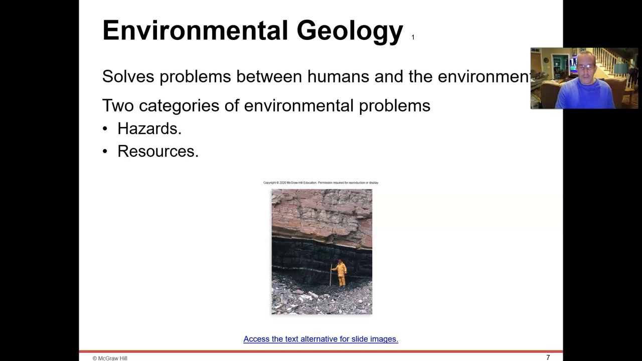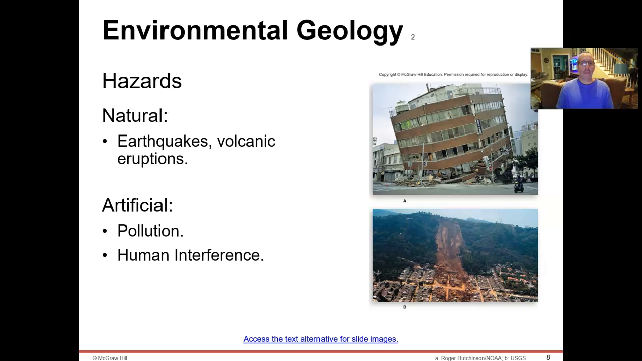So I've already mentioned this, so I'm going to run through this slide. The two categories that we have in environmental geology are hazards. Those are the things that can affect us as humans. And then the resources. Those are things that we have available to us from the earth, but we can also affect in return. Again, examples of these two things that I just mentioned.